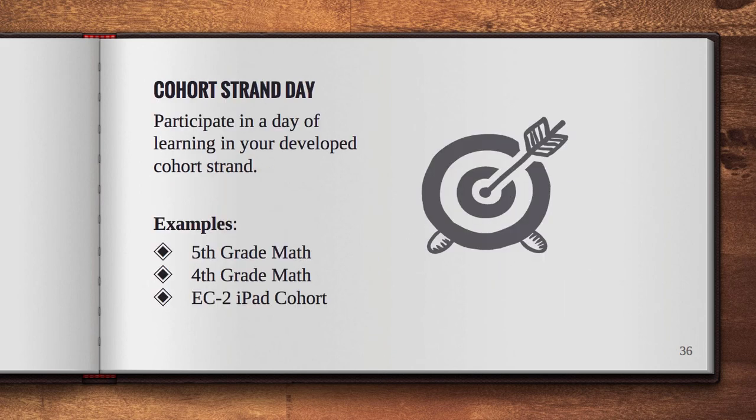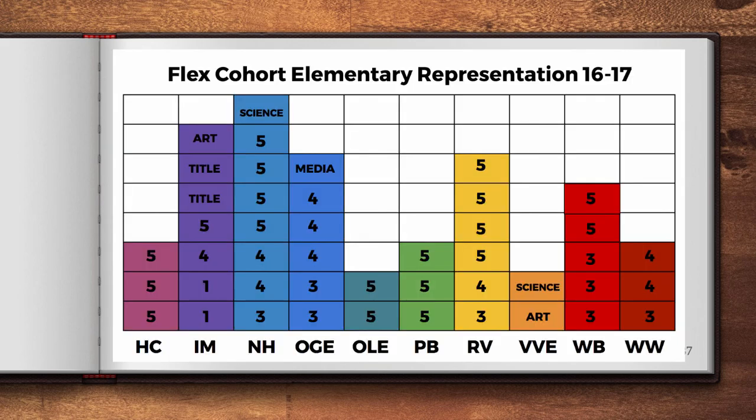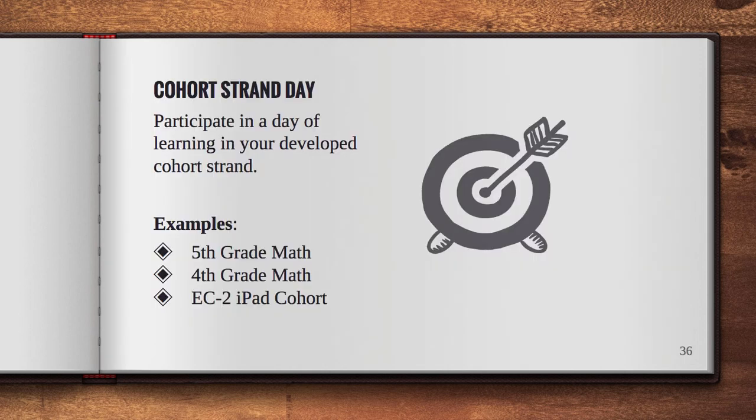We host cohort strand days. So looking at our roster, you can see, especially here, that 5 shows up a lot. We have a lot of 5th grade teachers in the cohort. So we pull those teachers all together on different days throughout the year as a strand of the cohort to get some work done. Work smarter, not harder, so they're really collaborating and creating things together.